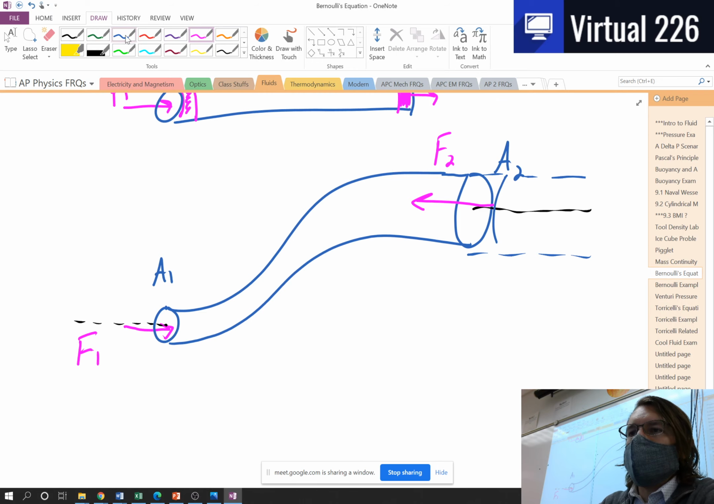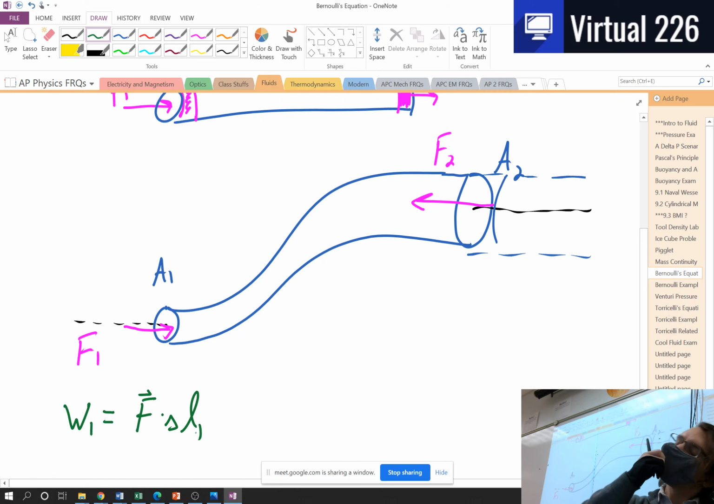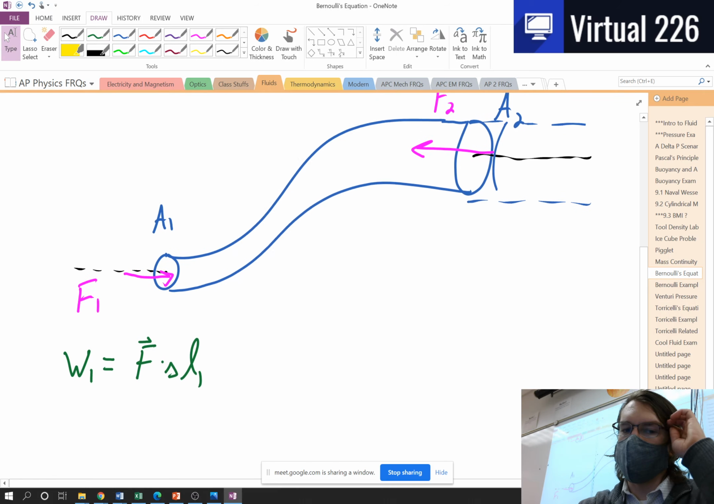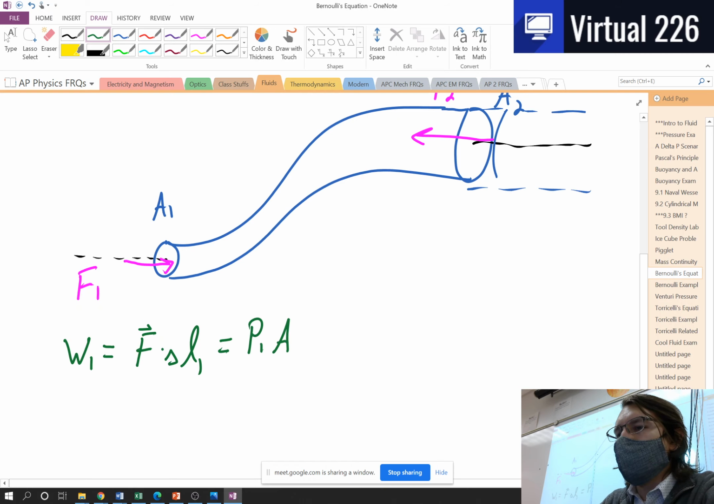And what this allows us to state early on is that the first amount of work that we're going to have here is a force multiplied by some change in length. We'll call this delta L. We'll call it delta L1. We'll see why we call this delta L momentarily. And since we know that a force can equal a pressure multiplied by an area, we can call this P1 A1 delta L1.